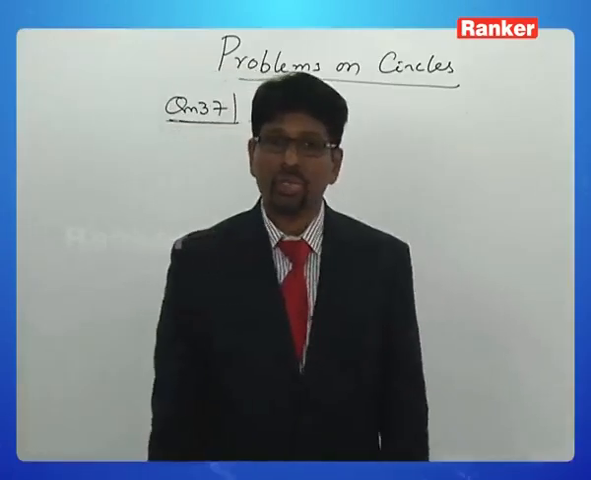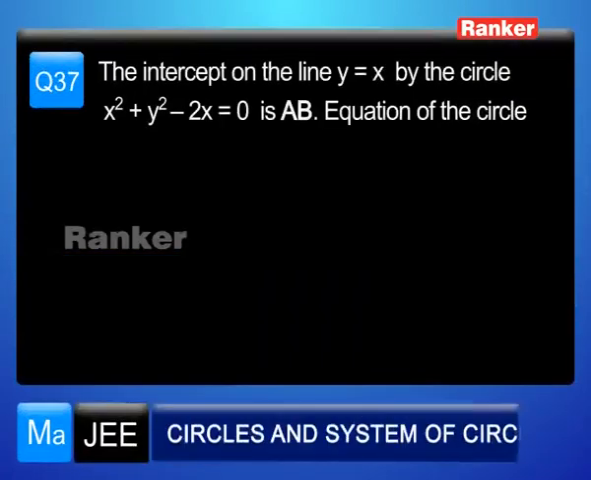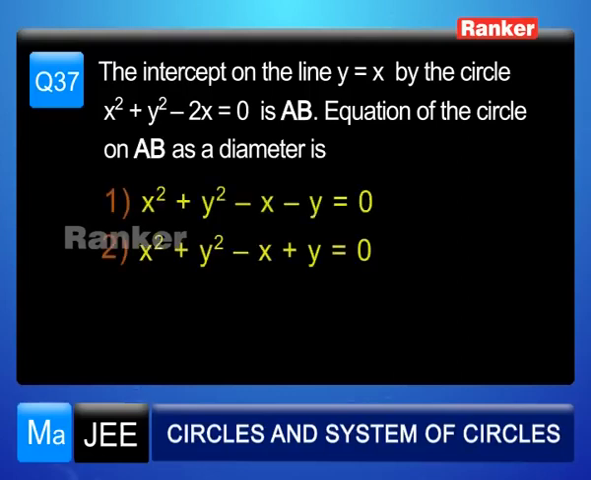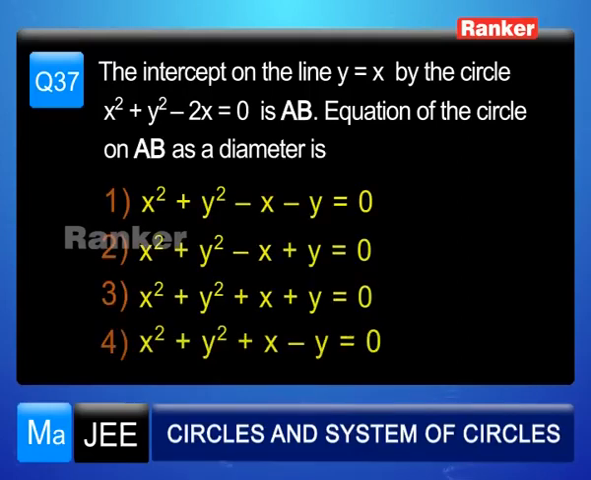So let's move to the next question, question number 37. The intercept of the line y equal to x by the circle x square plus y square minus 2x equal to 0 is AB. Equation of the circle on AB as a diameter is, first option, x square plus y square minus x minus y equal to 0. Second option, x square plus y square minus x plus y equal to 0. Third option, x square plus y square plus x plus y equals to 0. Fourth option, x square plus y square plus x minus y equals to 0.